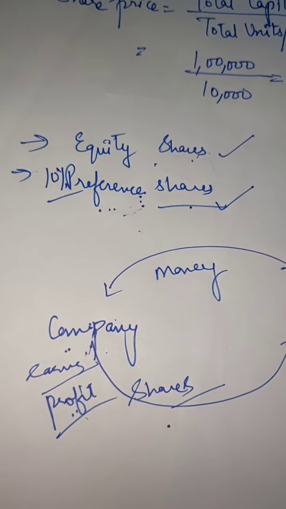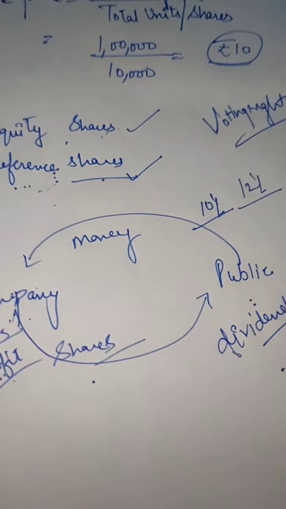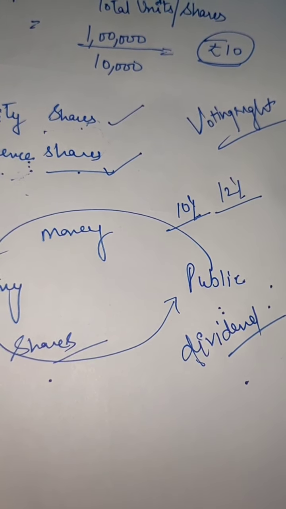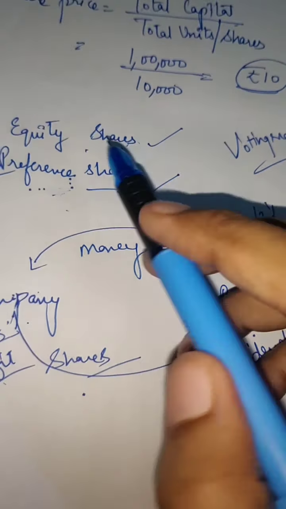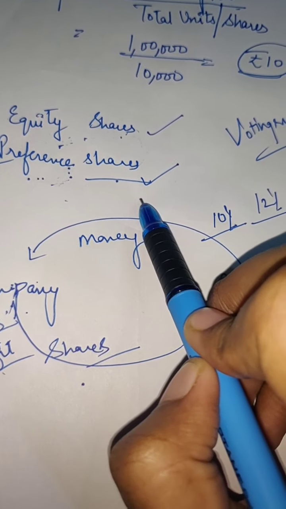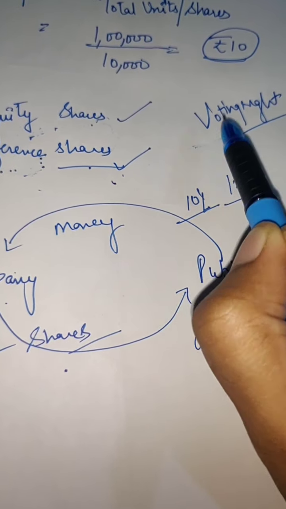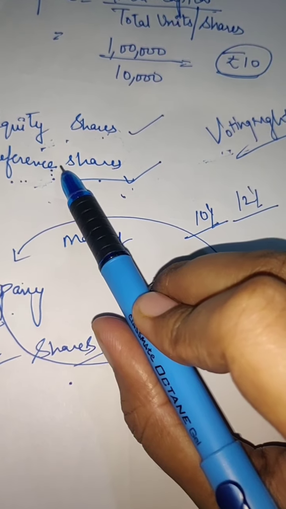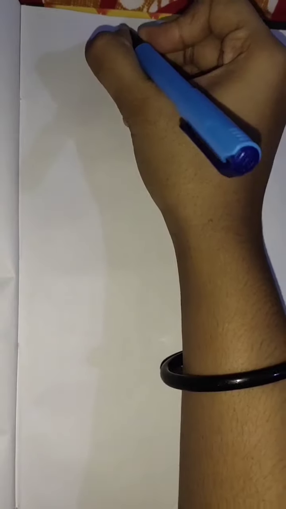And when we are discussing voting right, voting right means that while the company is holding a meeting and they want to take any decision, they will get the suggestions from equity share, not from the preference share. So the equity share has the voting right power in the business, not the preference share. Now the next topic is kinds of share capital.